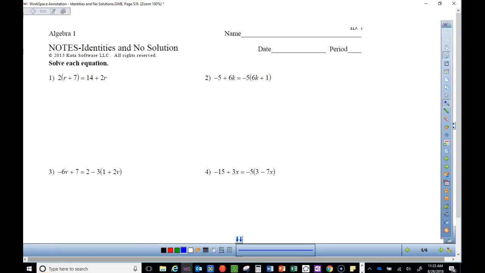One of the biggest things we have to watch out for is we already know that sometimes the answer can be 0. So there's a difference between 0 and no solution. Let's take a look at what might happen. We're solving this one, and the steps say distribute first. So 2r, and then 2 times 7 is 14, equals 14 plus 2r.